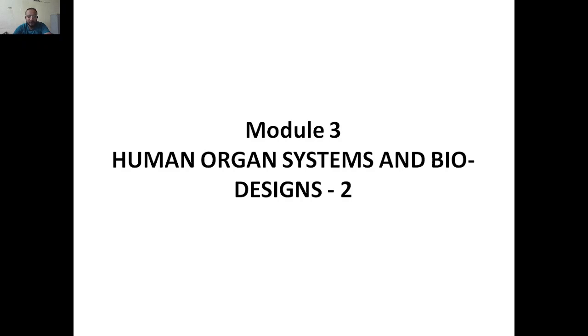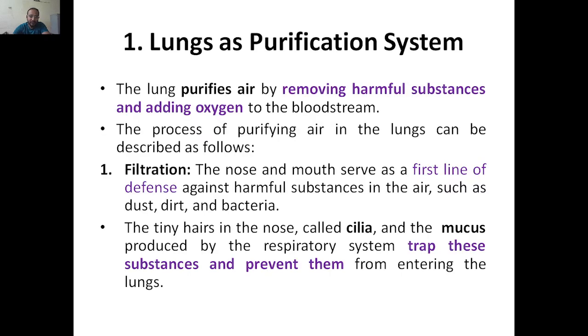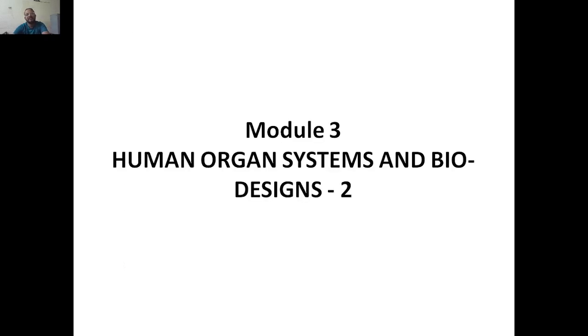Let's start module 3. In this module, again we will see a few more organs, like the lung as a purification system, whereas the kidney as a filtration system. Then we have skeletal muscles as scaffold. All those things we are going to discuss in human organ systems and biodesigns part 2. Module 2 and module 3 are the same concept-wise. That's why it is given as human organ systems part 1 in module 2, whereas human organ systems and biodesign part 2 in module 3.